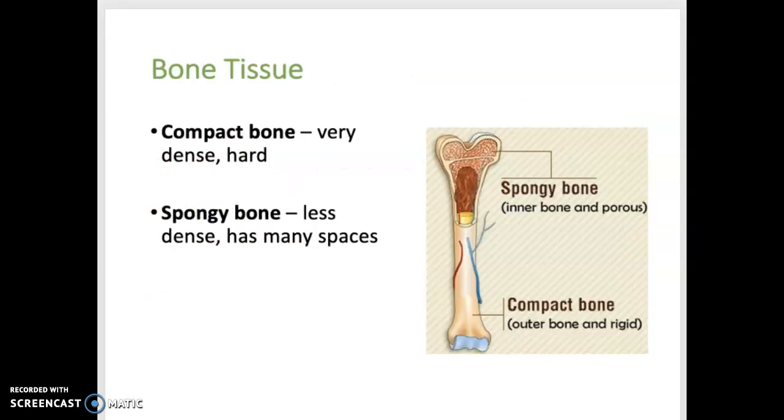I've mentioned compact bone and spongy bone. These are the two types of bone tissue. Compact bone is thick, hard bone tissue, and it's located forming the outer layer of all bones. Spongy bone is less dense. It contains many spaces that are filled with bone marrow. And this forms the inner layer of bones. So you can see compact bone is the outer layer, spongy bone is here in the middle.